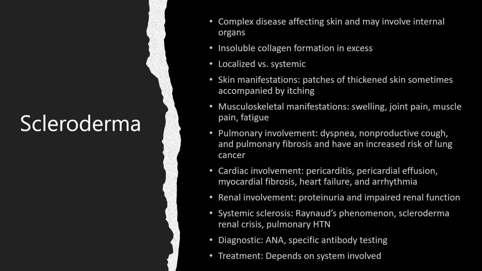Common laboratory tests include the ANA, which is the anti-nuclear antibody. Then testing for specific antibodies, such as anti-SCL70, anti-centromere, anti-RNA polymerase III, and anti-beta-2 glycoprotein 1. More than 95% of scleroderma patients have at least one of these antibodies present.